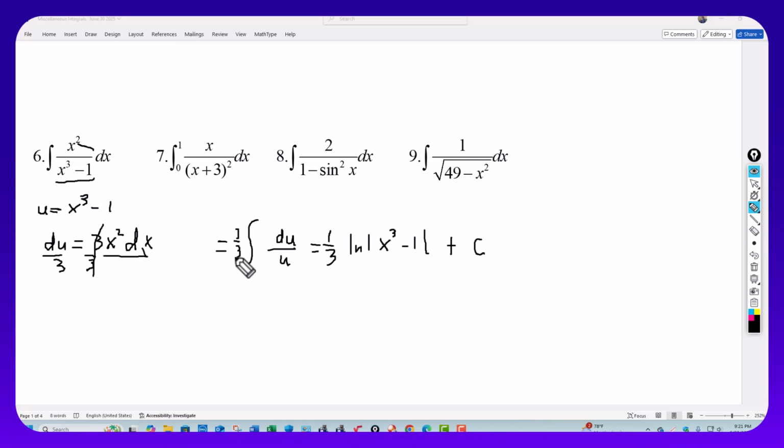1/3 ln of the absolute value of x cubed minus 1 plus the constant of integration.